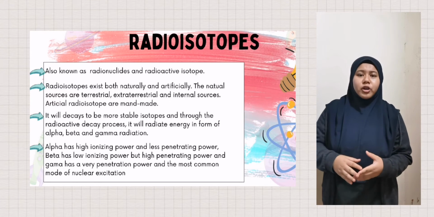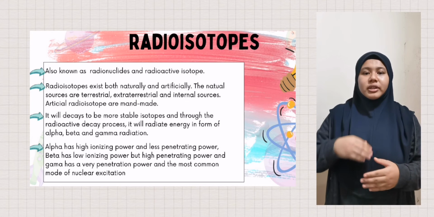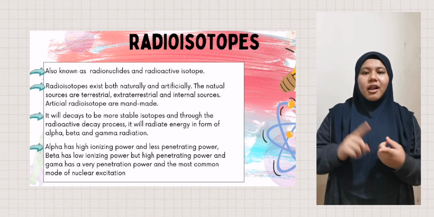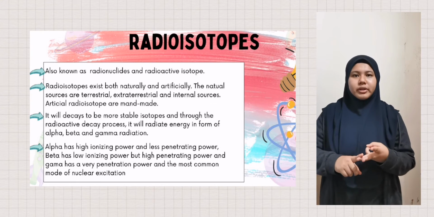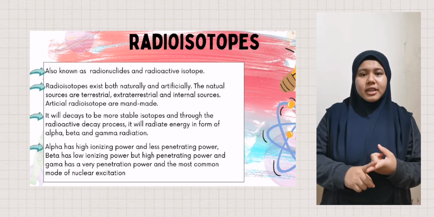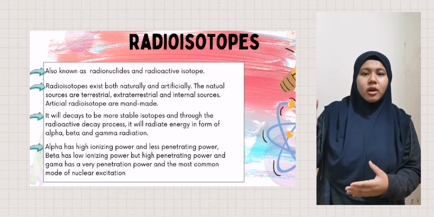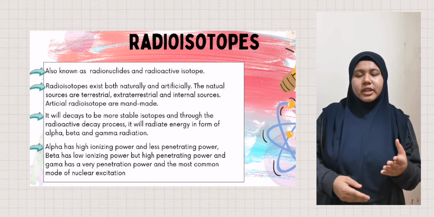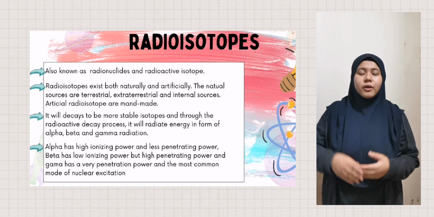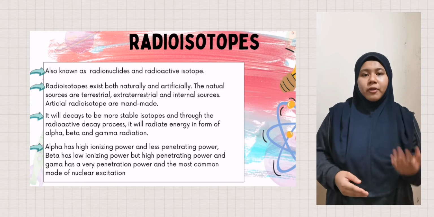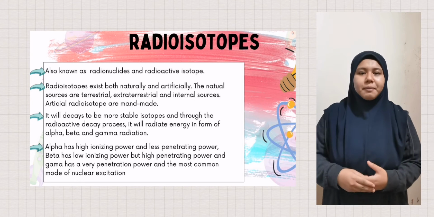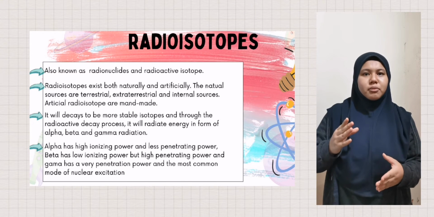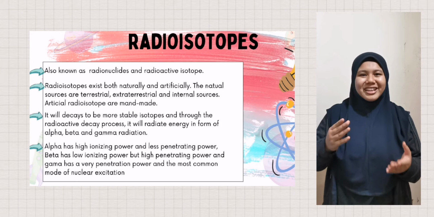Radioisotopes are chemically unstable and they will decay to more stable isotopes while releasing alpha radiation, beta radiation, or gamma radiation. The alpha radiation has a very high ionizing power but very low penetrating power, while beta radiation has a higher penetrating power with lower ionizing power. Above all, gamma radiation has a very high penetrating power and it is the most common mode of nuclear excitation.